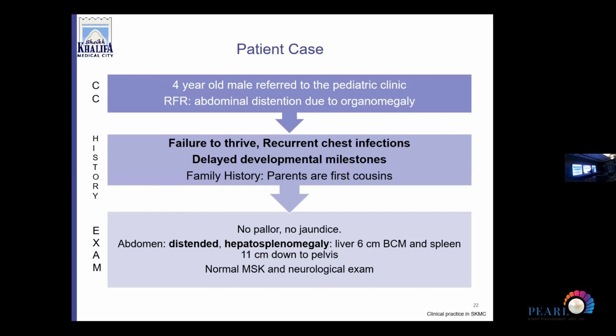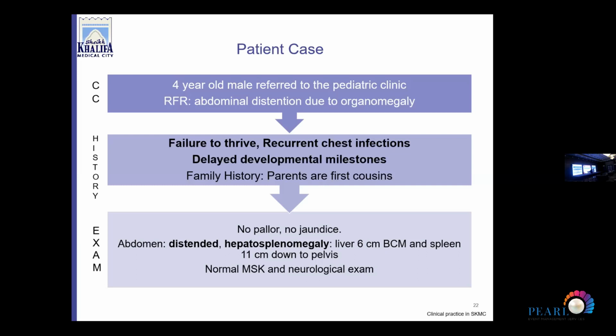So moving on to the second patient case. This child is a 4-year-old male who was referred to the pediatric clinic with the same reason for referral, abdominal distension due to organomegaly. This child, however, had a slightly different history from the first patient. So he had failure to thrive, but he also had significant recurrent chest infections. And when you take the developmental history, you find that this child is significantly delayed.